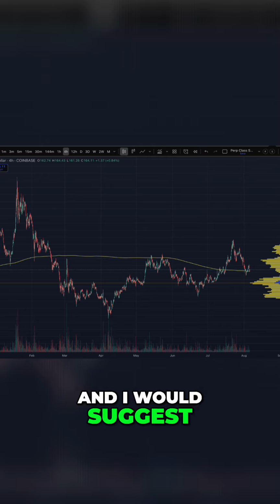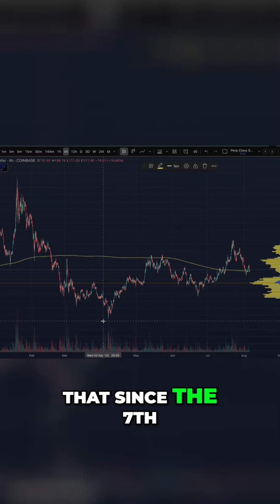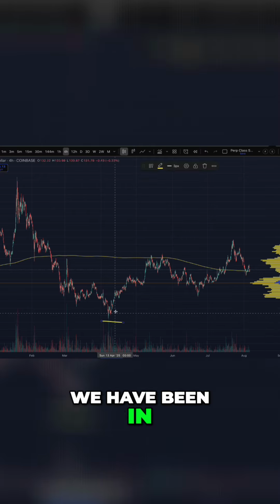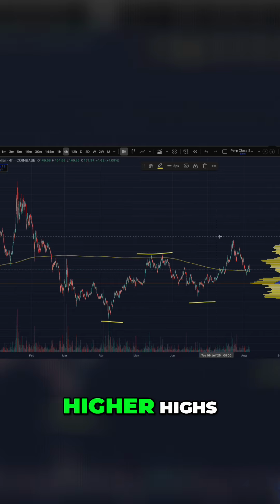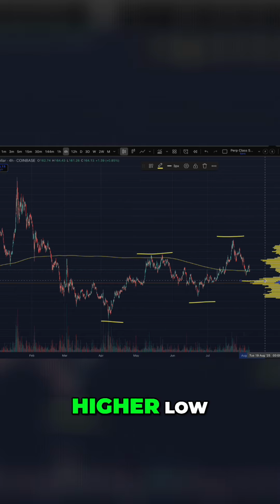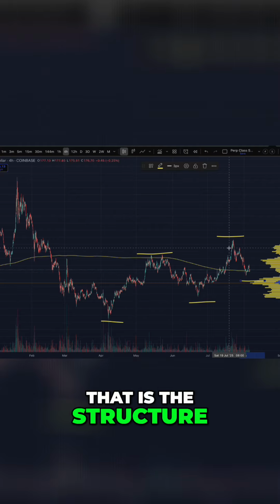And I would suggest that since the 7th of April, we have been in an uptrend because we have been making higher highs, higher lows, higher highs, and hopefully now a higher low. So that is the structure of an uptrend.